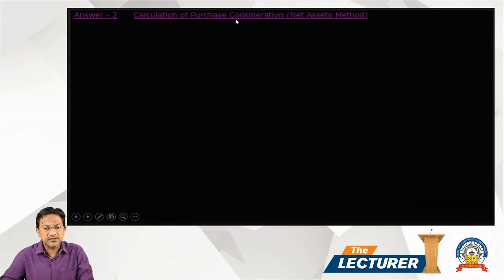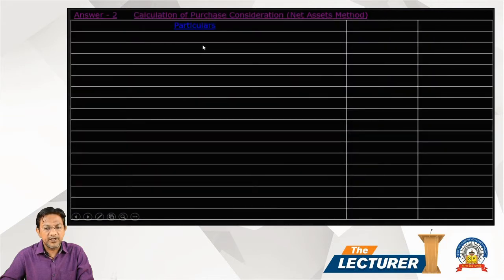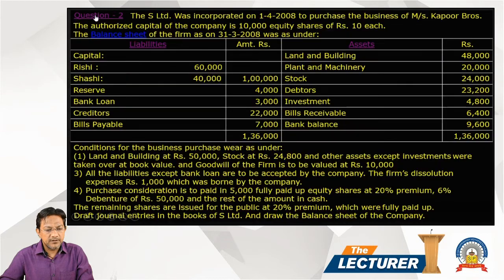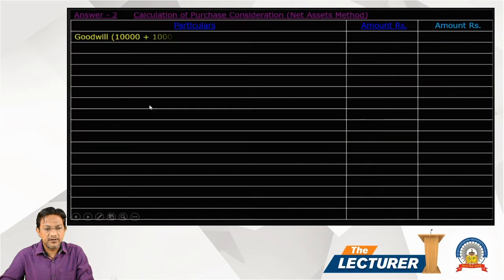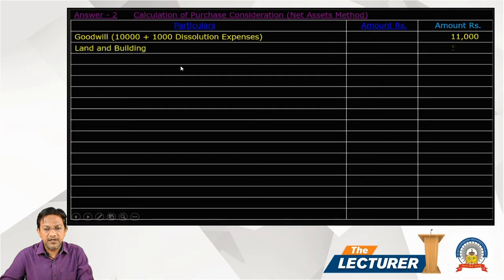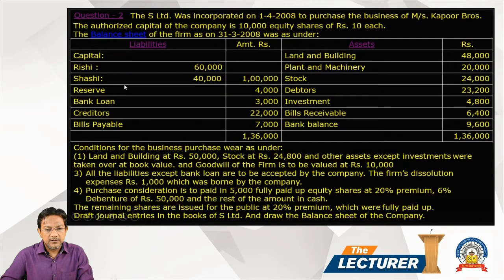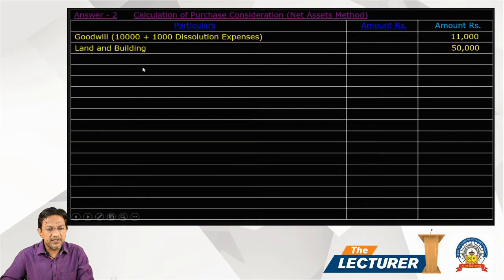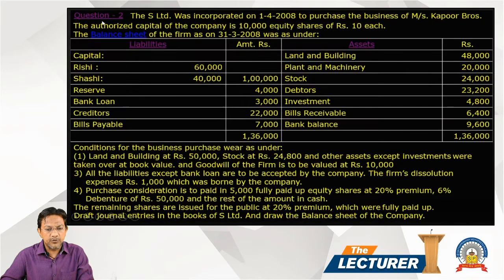So calculation of purchase consideration, net asset method. The format has particulars and amount columns. Now the first consideration is goodwill, 10,000 plus 1,000. So first is goodwill 10,000, and 1,000 is the dissolution expense, which is considered as 11,000. Then, from the balance sheet, the assets taken over one by one. So land and building, revised value 50,000. Then plant and machinery at book value, so plant and machinery 20,000 as book value.